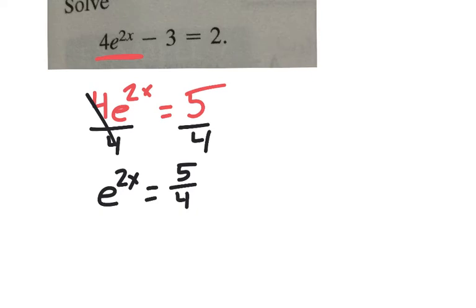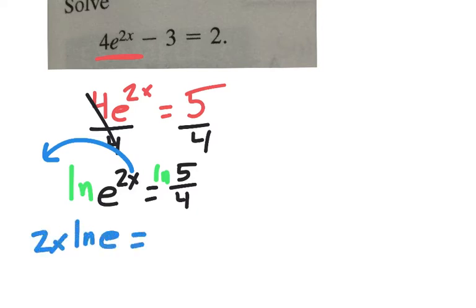Now I would use a change of base formula to get the variable out of the exponent. So I'm going to take a natural log of both sides. Now when I take a natural log of the left side, I can move the exponent out front as multiplication. So this is 2x times the natural log of e equals the natural log of 5/4. Well, the natural log of e is 1.